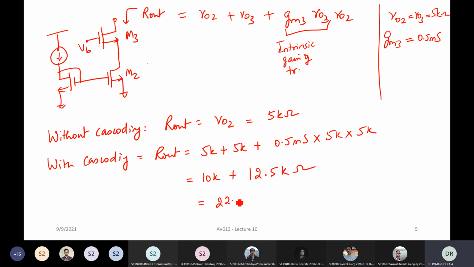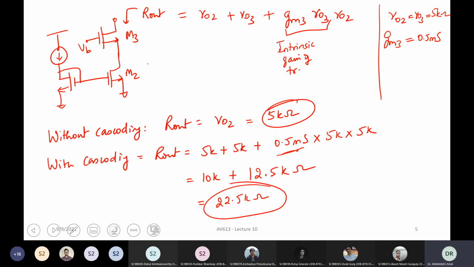So what do you get? 22.5 kilo ohm. Now, where is 5K? Where is 22.5K? For example, if you had kept a little higher gm here, if you had taken some 1 millisiemens or something, your resistance would have gone up to 25 plus 10, 35K, right? So you have a very large increase in the resistance.